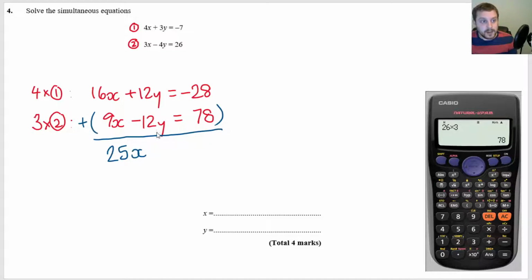12y plus minus 12y is just the same as 12y take away 12y, which is nothing, so that's the idea. We've gotten rid of the y's. And then minus 28 add 78 is 50. So that tells us that x has to be 2.